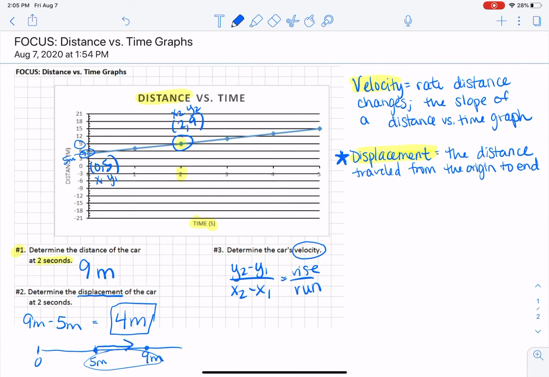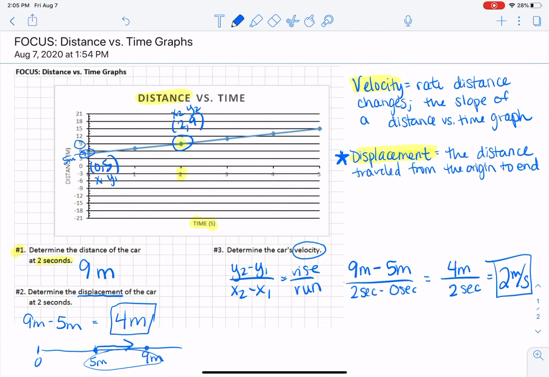So I'm going to substitute those numbers in. So 9 meters minus 2 meters. Oh, no, sorry, not 2. Minus 5 meters divided by 2 seconds minus 0 seconds. So that would give me 4 meters divided by 2 seconds. And that would give me 4 divided by 2 is 2 meters per second. And that would be my answer for this.